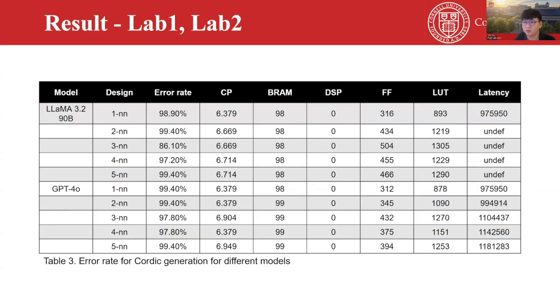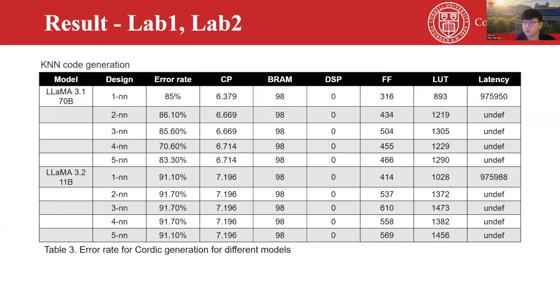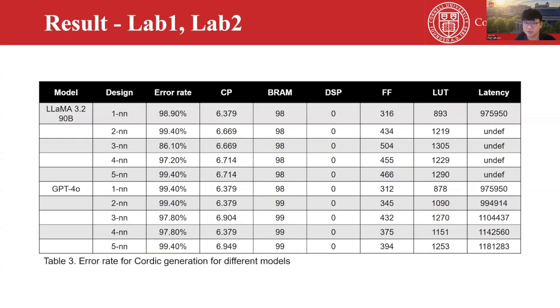And GPT-4o, to our surprise, is also very high, because GPT-4o is the mainstream LLM model we are using nowadays. And Llama is also very high, varying from 85% to 99%. It's very surprising news that Llama failed on both Lab 1 and Lab 2.